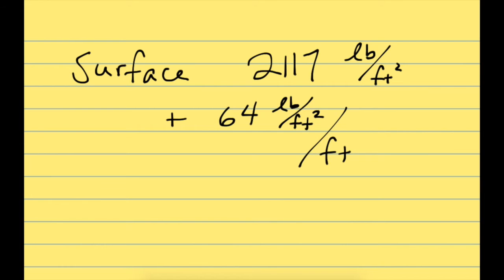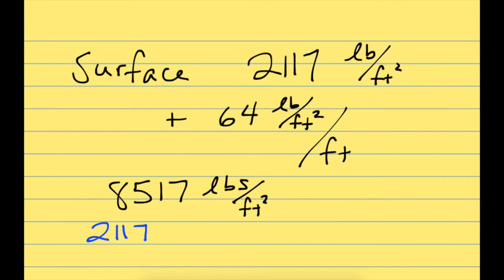Find the depth at which a diver experiences a pressure of 8,517 pounds per square foot. So, our starting pressure is 2,117. And for each foot that we go down, we're adding 64. So we want to multiply 64 by our depth. And since we don't know the depth we're looking for, we'll use a variable d. And we want to know when that total pressure reaches 8,517. So here's our equation. All we need to do is solve it for d.